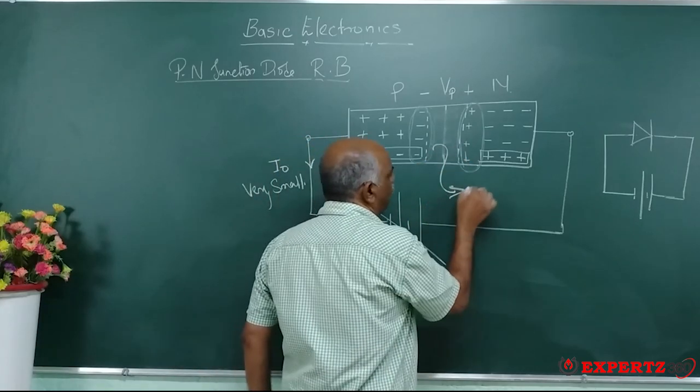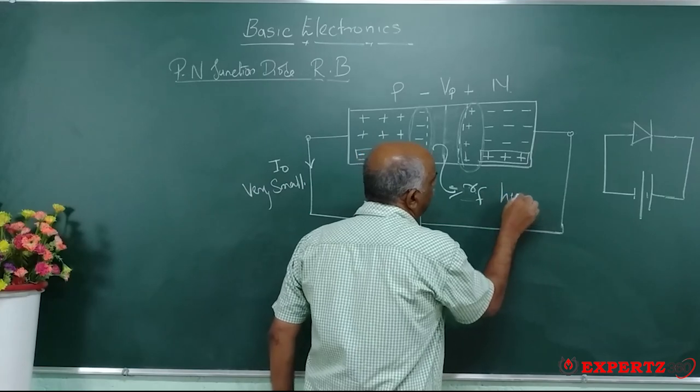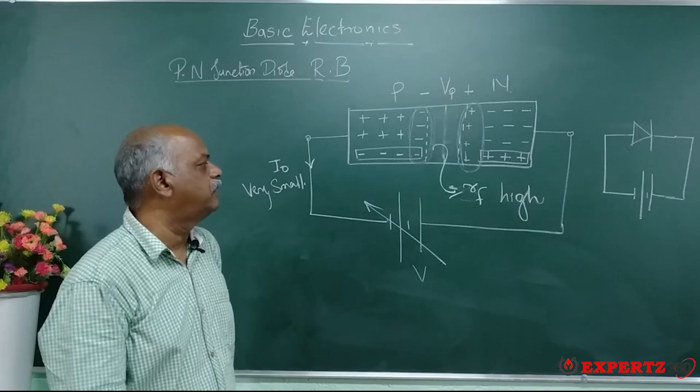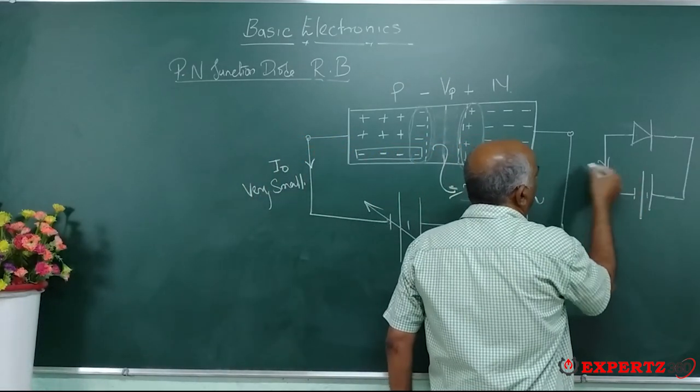Here, there will be a resistance, R_R, high. The depletion region resistance. Over there, the resistance of the diode is very high. A small current will be flowing, I naught.